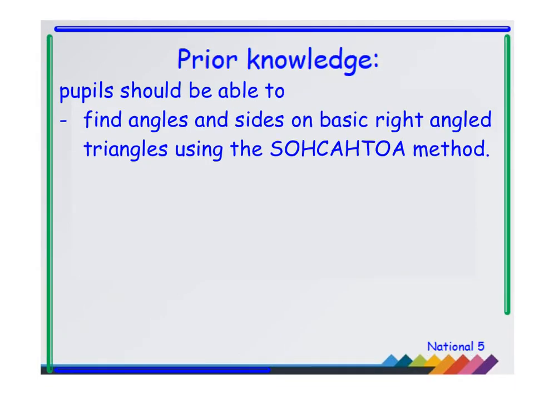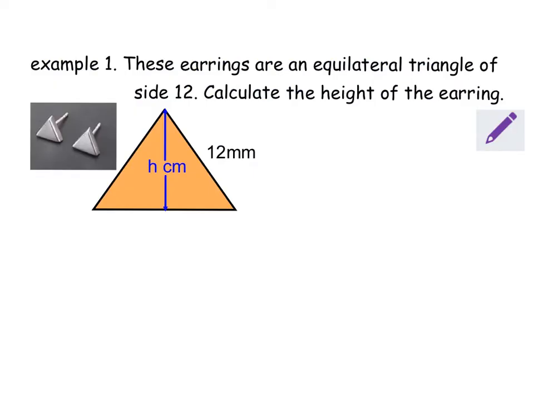So prior knowledge is you should be comfortable by now finding an angle and a side using the SOH CAH TOA method on basic right angle triangles only, okay?